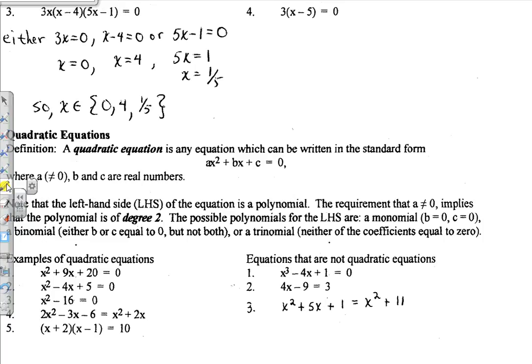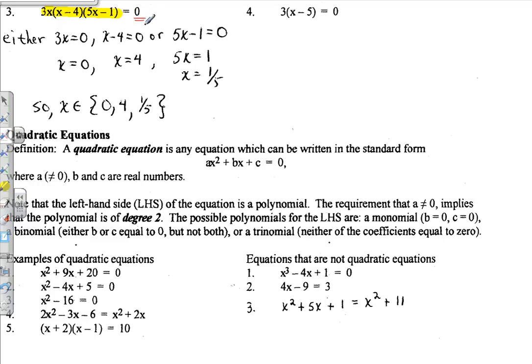It says whenever you multiply two or more quantities together, and let's say the product is 0, well, the only way that's possible is at least one of the factors has to be 0. So take a look at this example number 3. We have 3x times the quantity x minus 4 times the quantity 5x minus 1. And notice, this is the important part, that this product is equal to 0.